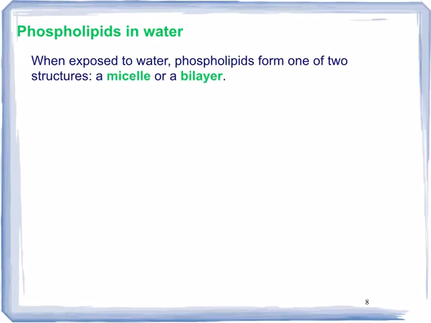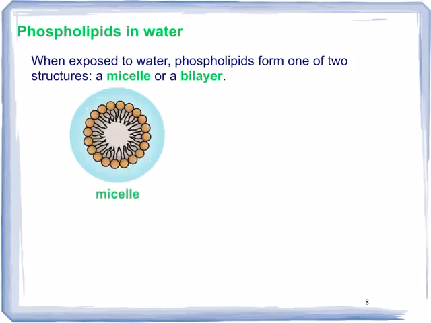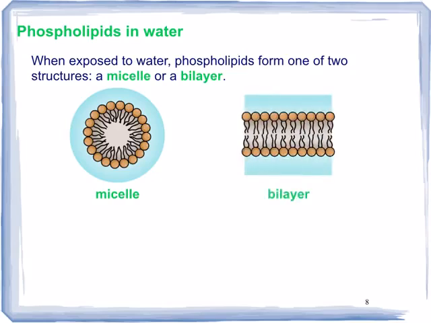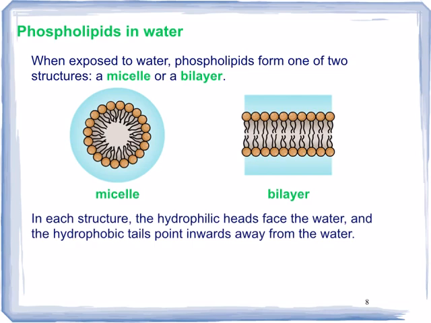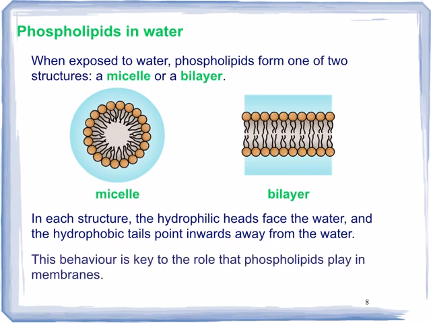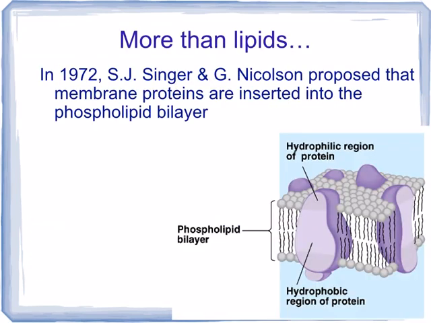Now, the more saturated these tails are, the less fluid the membrane is, which we'll look at in a little bit. If you were to put phospholipids in water, they would form one of 2 structures. They'd either form a micelle, which you can see here, where the phosphate heads point towards the water in a circular structure, or a bilayer. In each structure, the hydrophilic heads face the water and the hydrophobic tails point inwards, away from the water. This behavior is key to the role that phospholipids play in membranes.